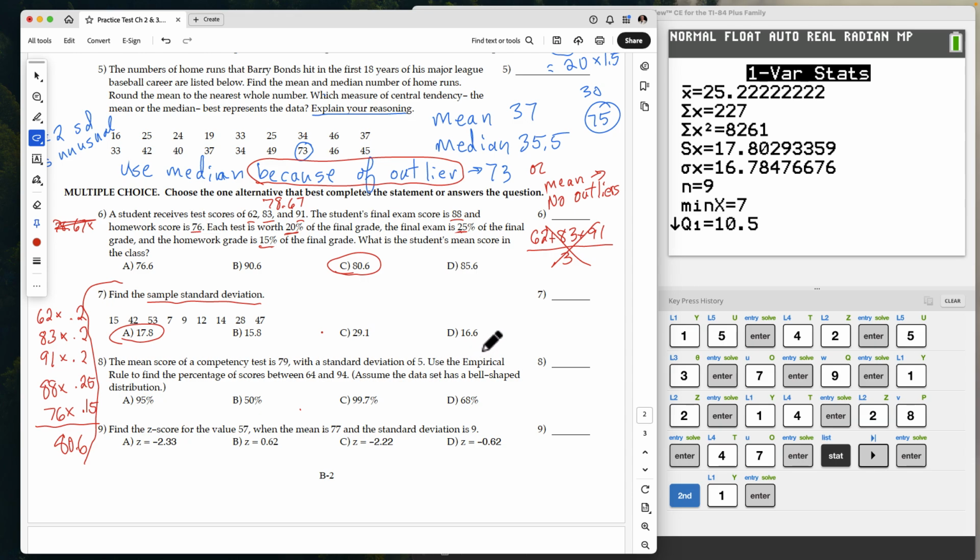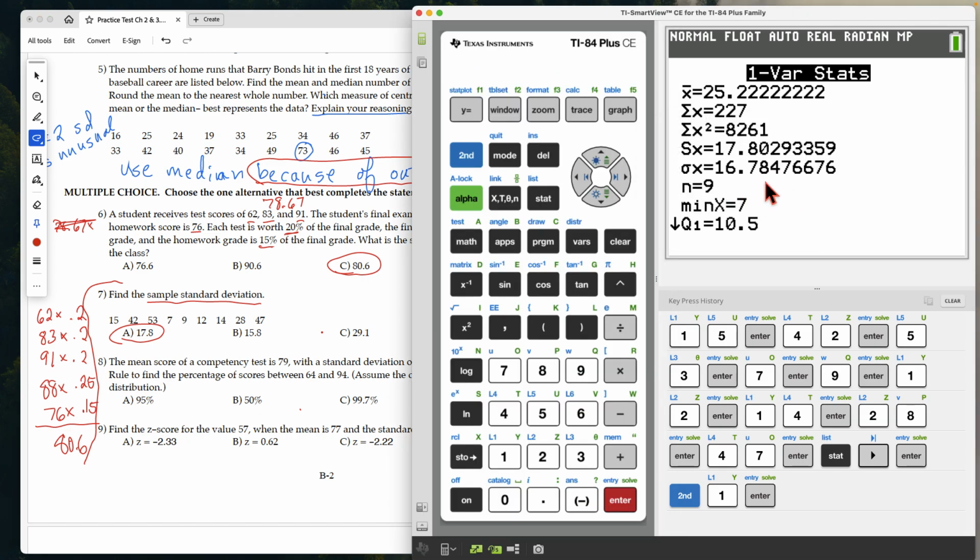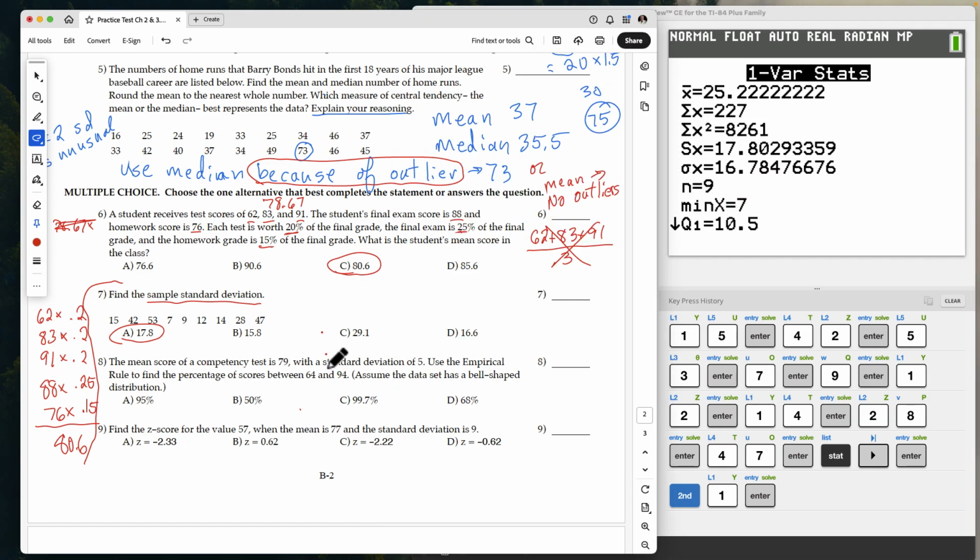Notice they also include sort of, D might be tempting because you got 16.7, but I must have made a mistake. No, you didn't. That's for the population, it would be 16.8 if you're only going to use one decimal place. So none of these other answers really match. So hopefully you would know that. But if you were thinking, why isn't 16.78 there? That's because that's for the population. So this one is the sample.